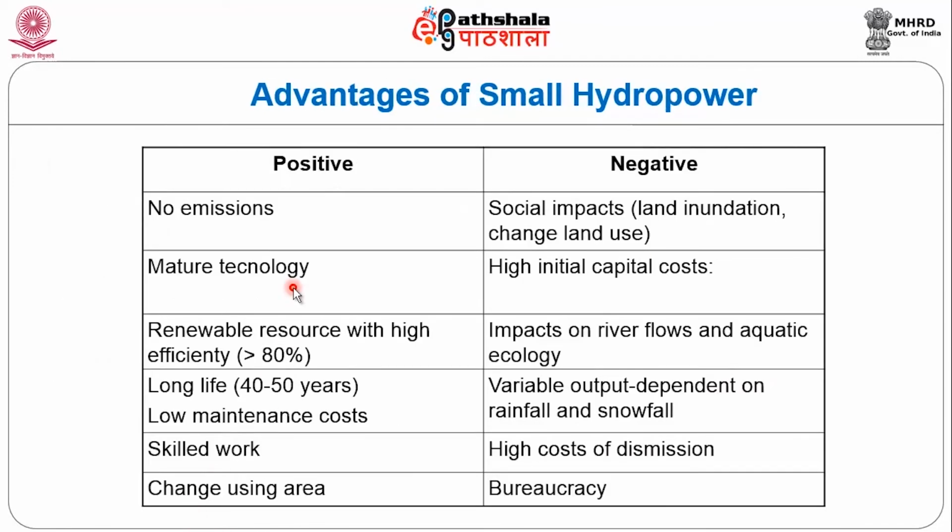And it has some advantages and disadvantages. Positive, that is advantages: no emission, the hydropower is a mature technology. It is renewable. Whenever the rain comes and it gets stored in the reservoir, from there we can generate electricity with a high efficiency of 80%, long life of 40 to 50 years, low maintenance cost, skilled work, and change in land use area. So, these are all positive aspects.